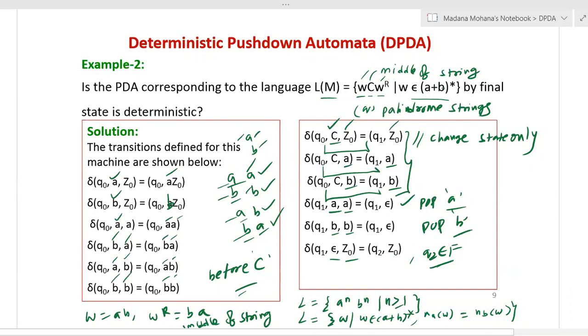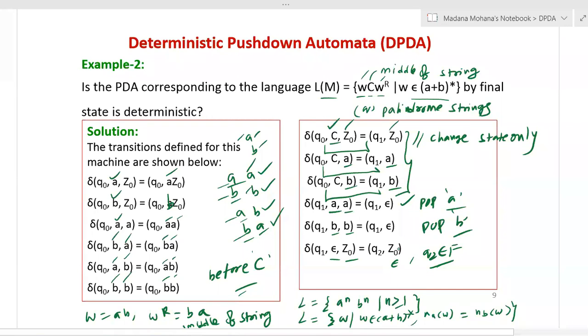Suppose the PDA accepts by empty stack or null stack, at that time you can keep this as null. Then Q2 is not a final state. If Q2 is also a final state and the stack is also empty, then this is accepted in both cases. So this is the logic of this problem. So this is the third solution also, the design of PDA.